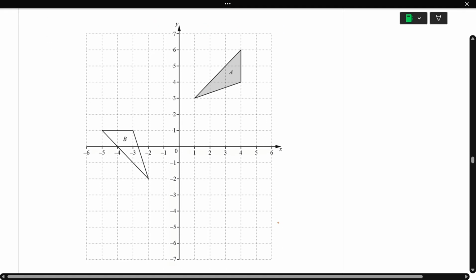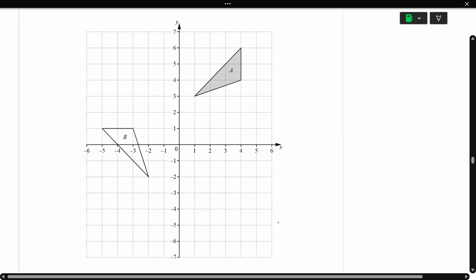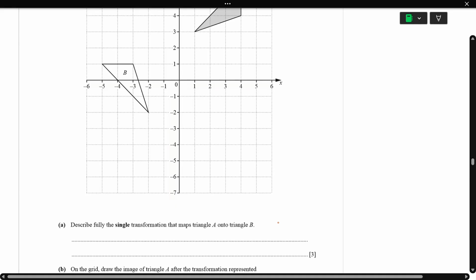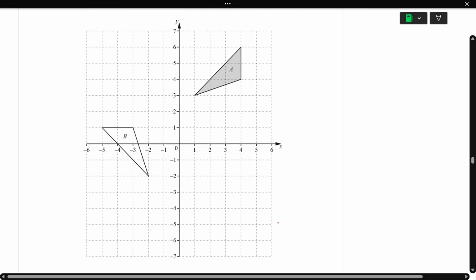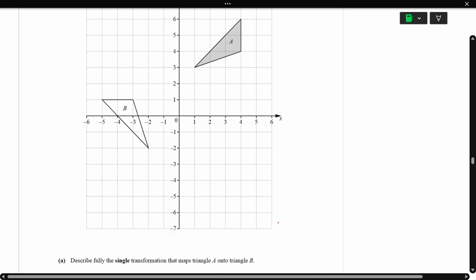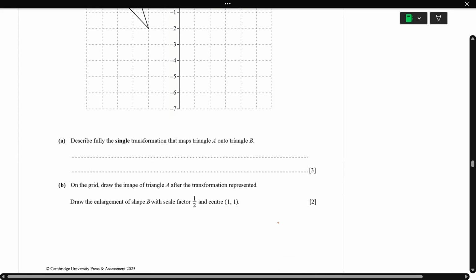Next, question 15. Describe fully a single transformation that maps triangle A onto triangle B. Triangle A onto triangle B, it is a rotation. So use tracing paper, and you will get the answer. It is a rotation.